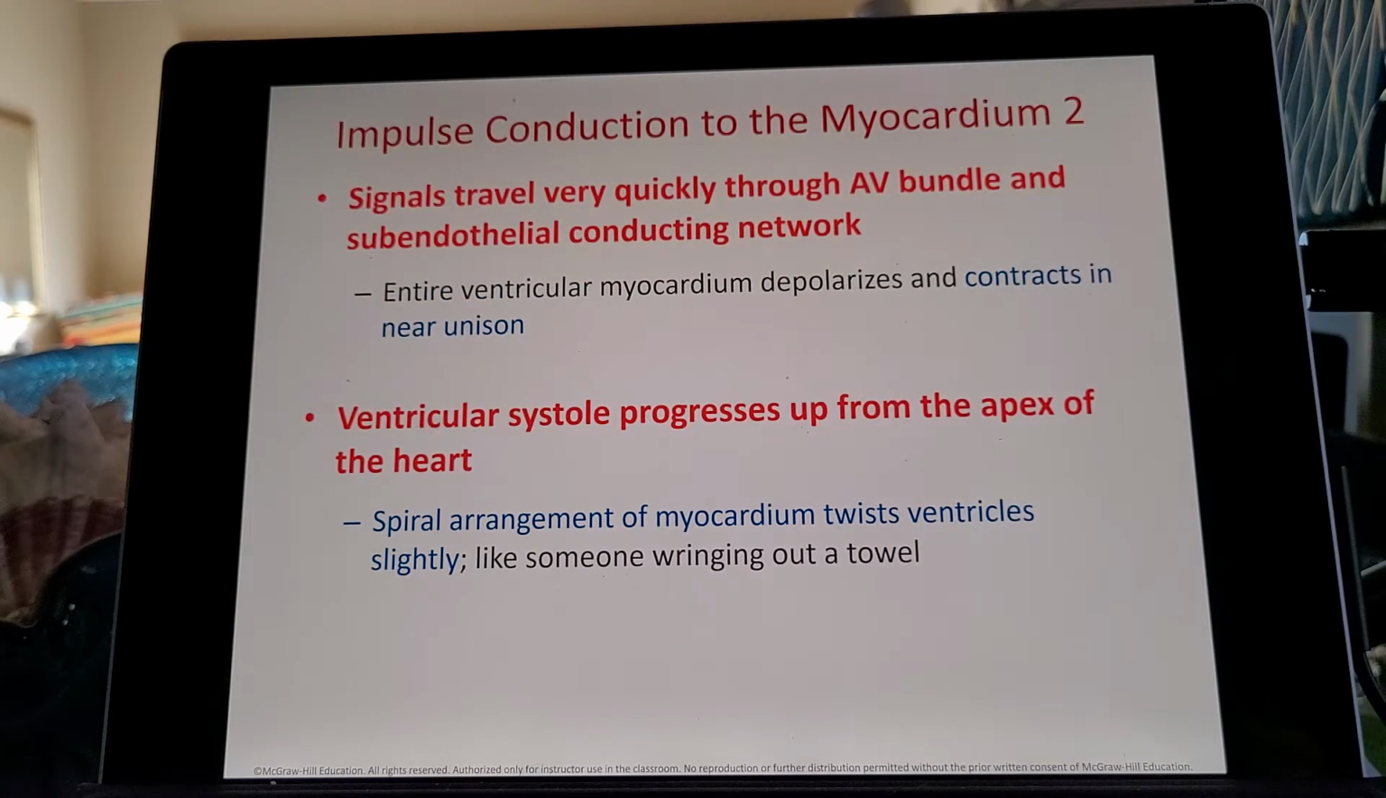So again, if you remember earlier, the orientation of the muscle cells is in a spiral pattern. So it's kind of like wringing out a towel, starting from the bottom, pushing the blood up toward the base where we have the connections for our pulmonary trunk and our aorta.